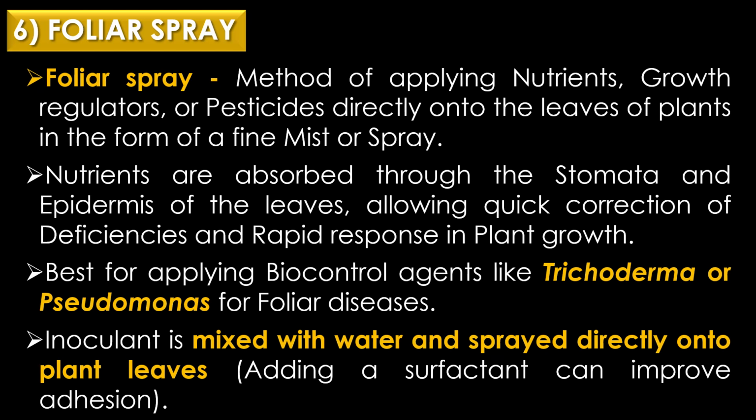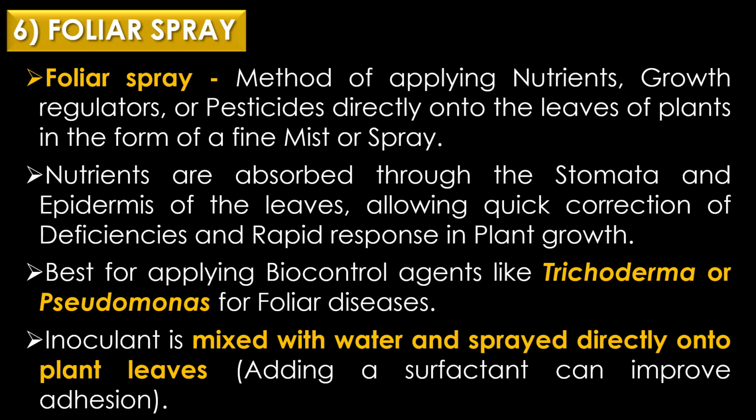The sixth method of field application is foliar spray. Foliar spray is a method of applying nutrients, growth regulators or pesticides directly onto the leaves of plants in the form of a fine mist or spray. In foliar spray, the nutrients are absorbed through the stomata and epidermis of the leaves, allowing quick correction of deficiencies and rapid response in plant growth.